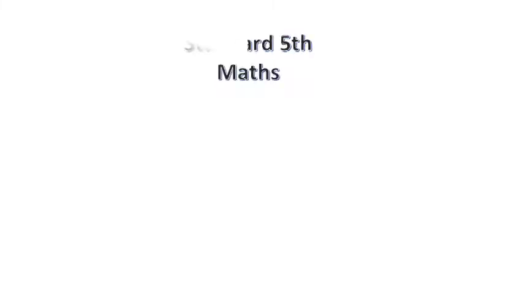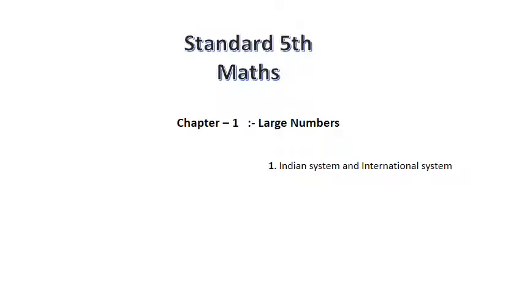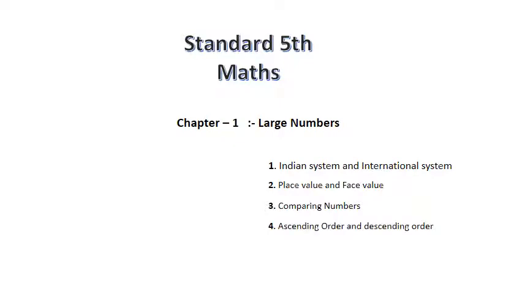Students, in our previous class we started chapter number 1, large numbers. In this chapter we have learned about the Indian and international system. Second, place value and face value. Third, comparing numbers. Fourth, ascending order and descending order. And fifth, successor and predecessor of a number.